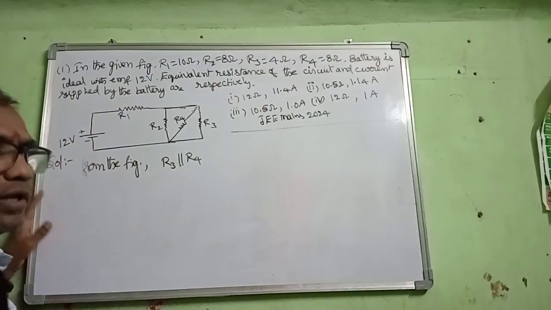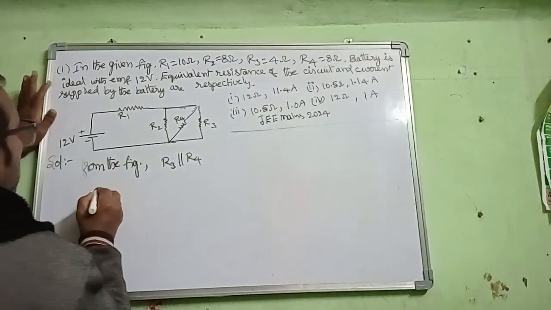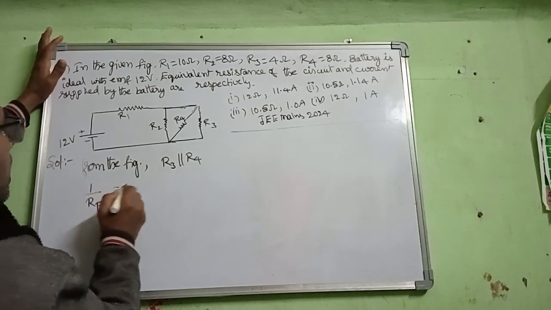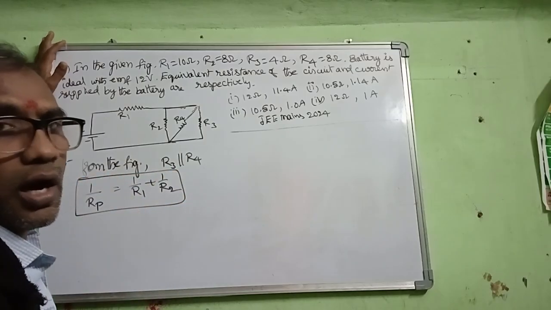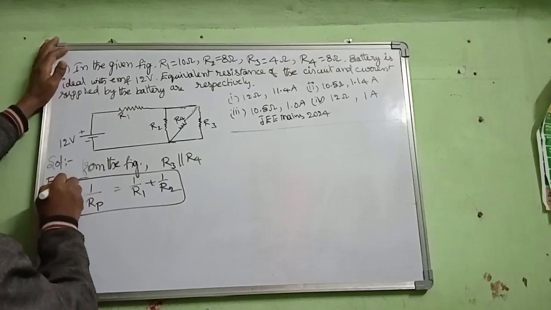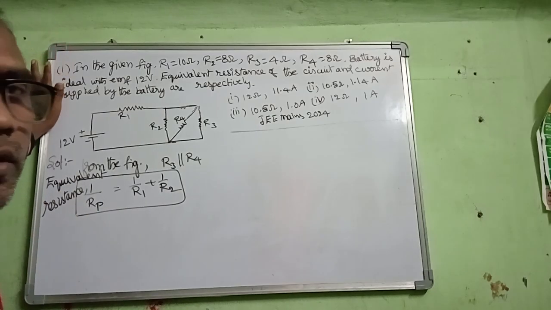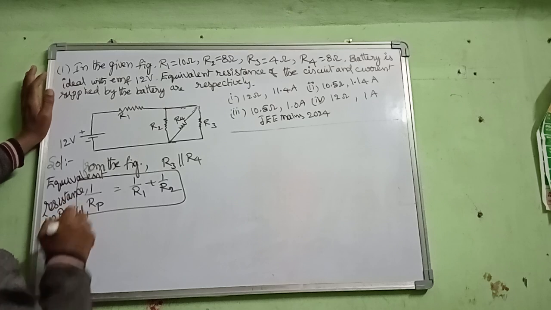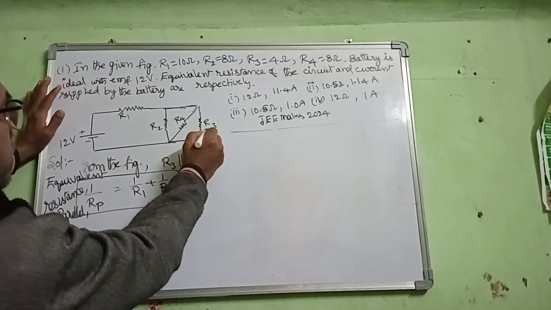Now if two resistors are connected in parallel, what is the formula to find the equivalent resistance? See, 1 by Rp equal to 1 by R1 plus 1 by R2. This is the equivalent resistance formula when R1, R2 resistors are connected in parallel. So 1 by Rp equal to 1 by R1 plus 1 by R2. So this is the formula.